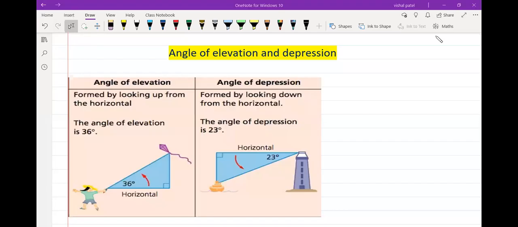Okay, students, so the next chapter we are studying is application of trigonometry. Before we start with the sums, I want you to understand two things. Suppose I'm drawing a diagram on the right hand side. This is the ground level. This is the tall building or a tower or anything.